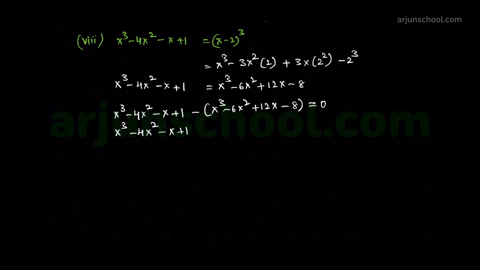X cube minus 4x square minus x plus 1 minus of x cube is minus x cube, minus of minus 6x square is plus 6x square, minus of 12x is minus 12x, minus of minus 8 is plus 8 is equal to 0. Now we have x cube and minus x cube in the equation, which become 0, and then we have minus 4x square plus 6x square, which becomes 2x square. Minus x and minus 12x become minus 13x, and then we have 1 and 8, which become 9. Therefore the final equation is 2x square minus 13x plus 9 is equal to 0.